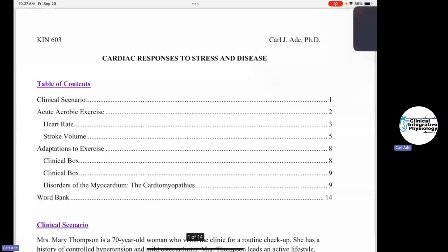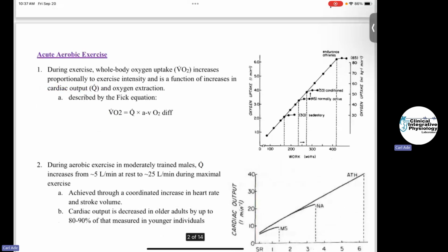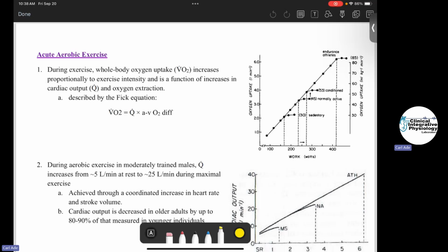All right. This lecture is titled Cardiac Responses to Stress and Disease. You'll note when we look at our table of contents, we're really going to talk about primarily acute aerobic adaptations and some adaptations to exercise, and just a few cardiomyopathies. And I understand that a lot of this could be a review from things that maybe you talked about in 335. I really want to integrate that information with what we've talked about for the last few weeks.